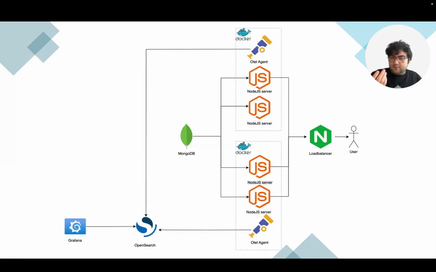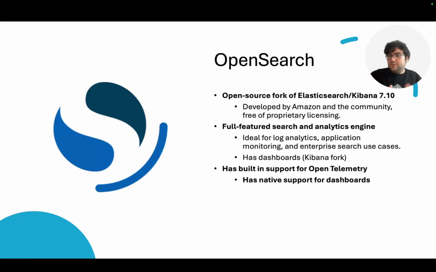Since we selected OpenSearch, which is an Elasticsearch port, it also comes with Kibana, or OpenSearch Dashboards as it was renamed. So we didn't have to use Grafana anymore. Just to give a quick insight on what it is: OpenSearch is a fork of Elasticsearch by AWS, and it is essentially the full-featured Elasticsearch. On top of that, it also has the dashboards, like the Kibana fork. However, it also has built-in support for the OpenTelemetry format, so it can build your dashboards, give you trace search, and give you log search.